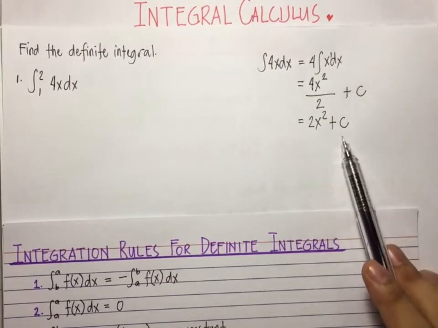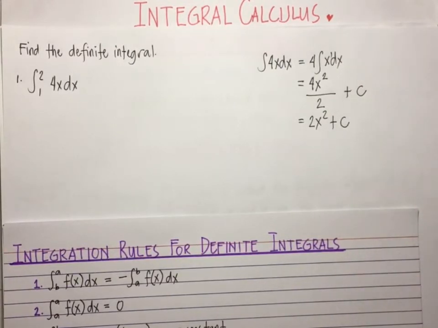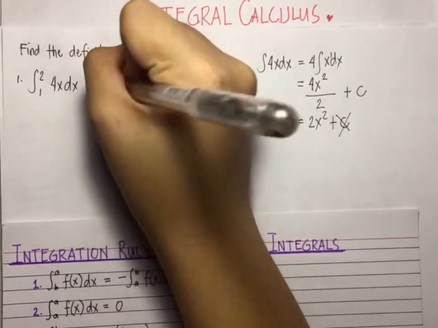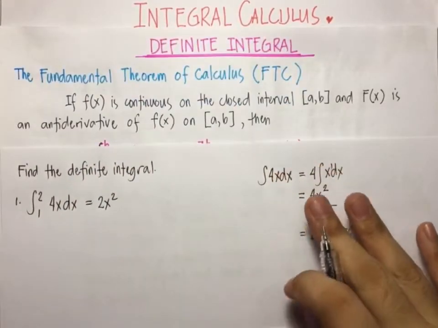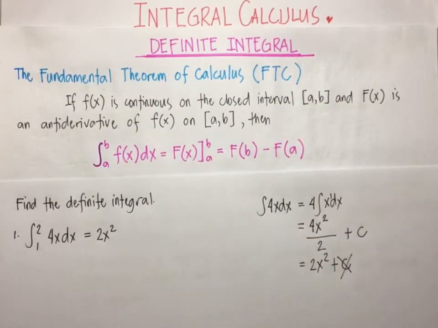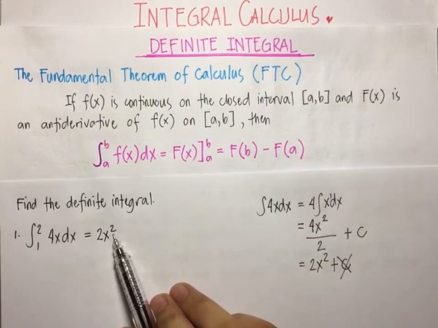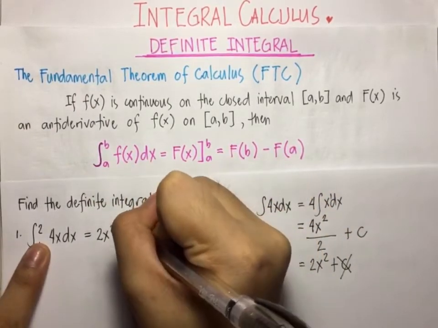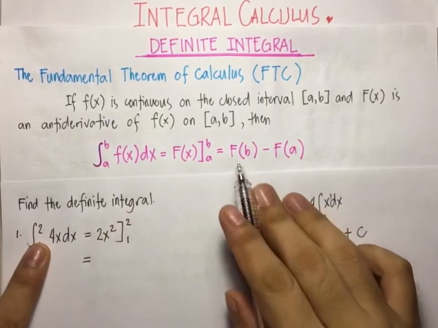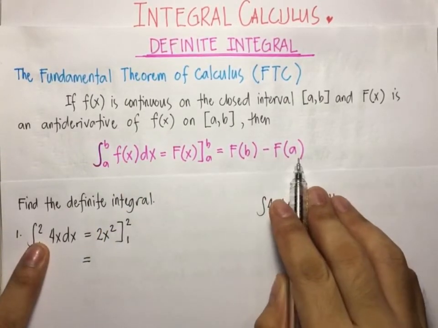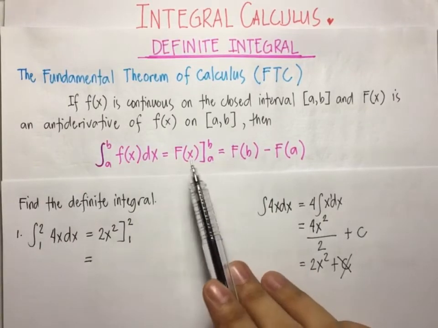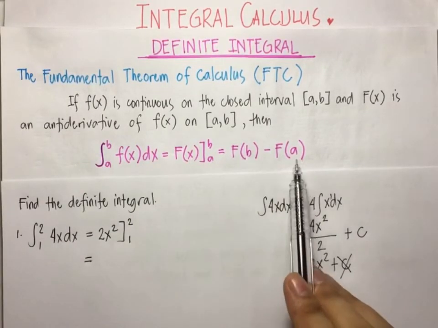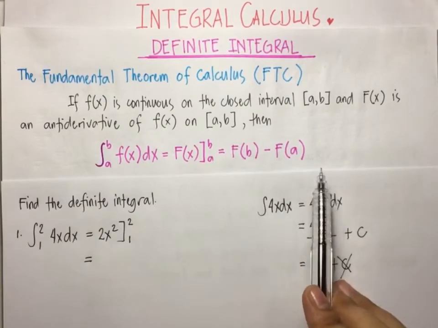The constant of integration doesn't matter when we are evaluating the definite integral, so we can omit the plus c in our solution and just copy 2x squared, and then apply the fundamental theorem of calculus. So we have F of x, which is 2x squared, from a to b. So our a is 1 and our b is 2. Then this is equal to F of b minus F of a. This means that we need to replace x with the value of b and the value of a, then subtract them.